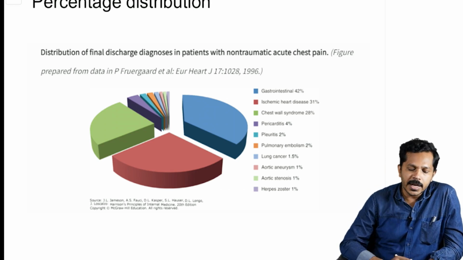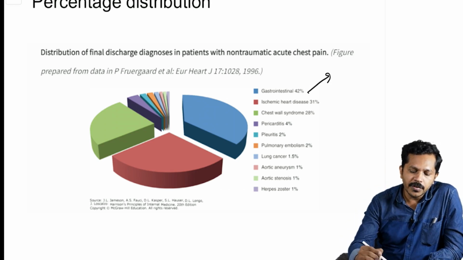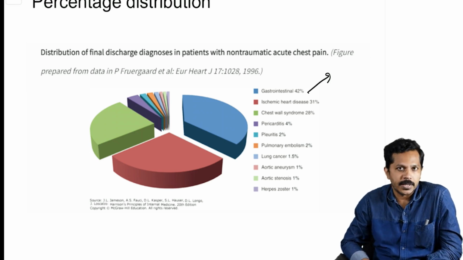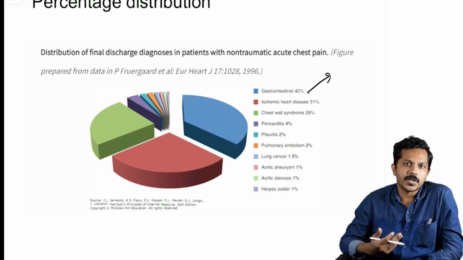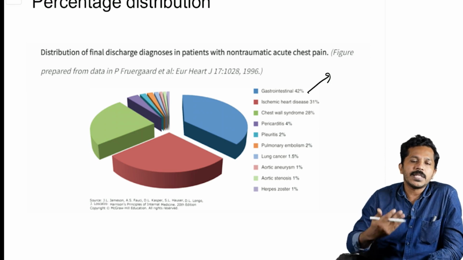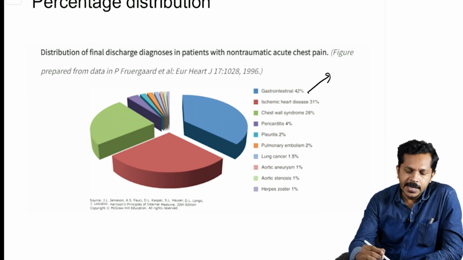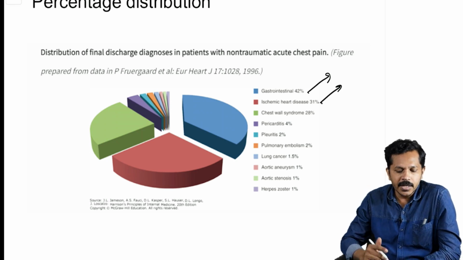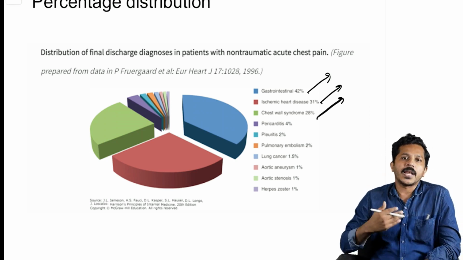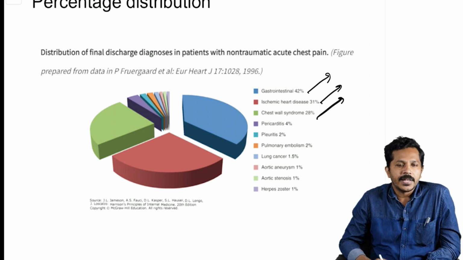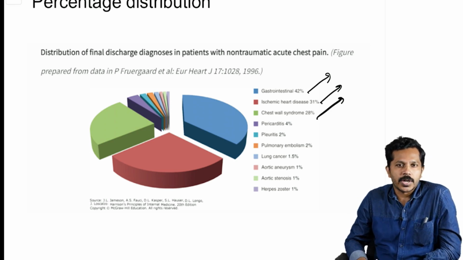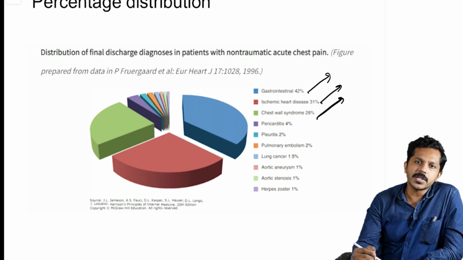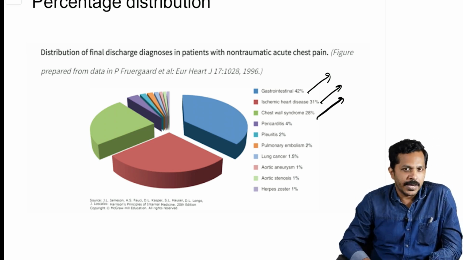The study shows that the most common cause of chest pain was gastrointestinal, accounting for about 42%, like reflux esophageal disease or an upper GI upset, which is mistaken for chest pain. The second important cause is ischemic heart disease, 31%. Next, third, was chest wall syndrome, the non-cardiac pain, like superficial costochondritis or pain arising from the muscles or the joints. And the rest of the causes of chest pain come as only a minor percentage.